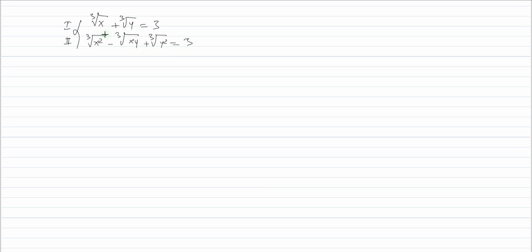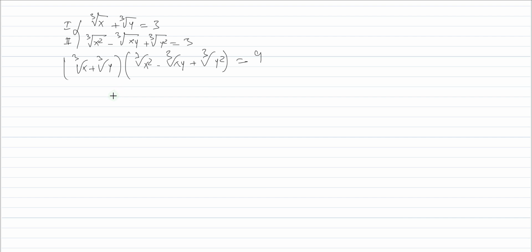To solve for the first method, I'm going to multiply these equations side by side. So I'm going to have the cubic root of x plus the cubic root of y, which multiplies the cubic root of x squared minus the cubic root of xy plus the cubic root of y squared, and this is going to be 3 times 3, which is 9. If I multiply this, I'm going to have x plus y.